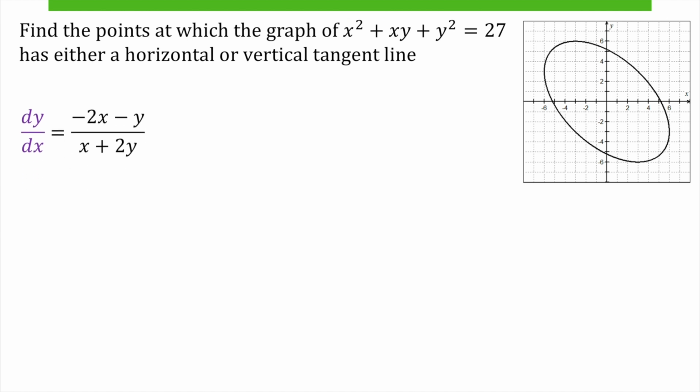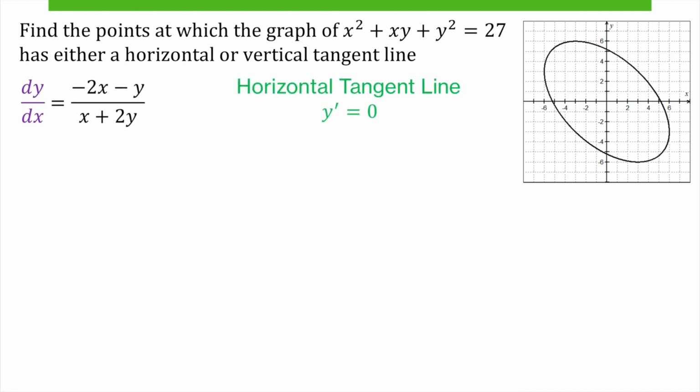Once we have our slope, we can figure out where a horizontal tangent line would be. Now, a horizontal tangent line looks like that. It has a slope of 0. So in order to get this fraction to equal 0, we actually only care about the top equaling 0, because 0 divided by anything is just 0. So we'll take the top and set it equal to 0.